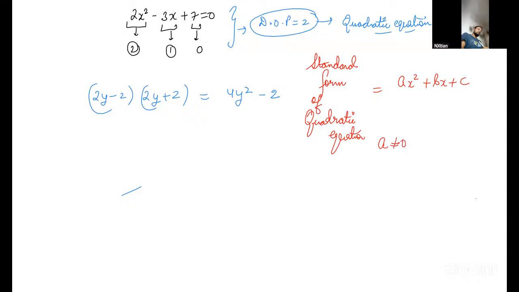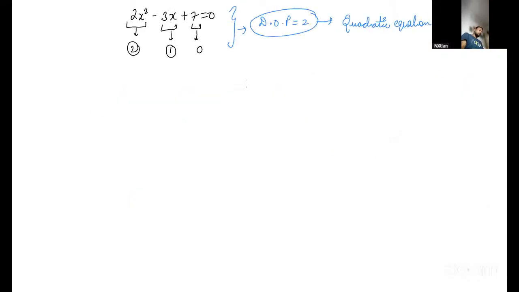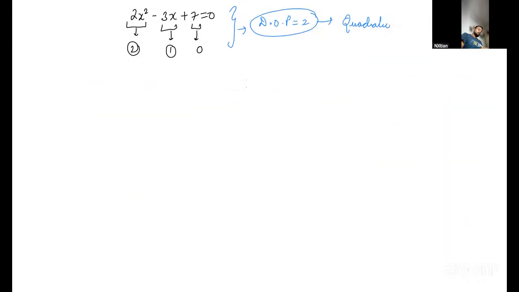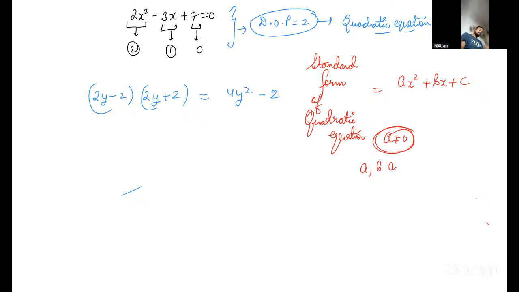Where a can never be 0. Remember this, guys. If a is 0, then it won't be a quadratic equation. a, b, c are constants, meaning numbers, basically working as coefficients. To clarify, a and b are the coefficients of x square and x respectively, and c is the constant value.